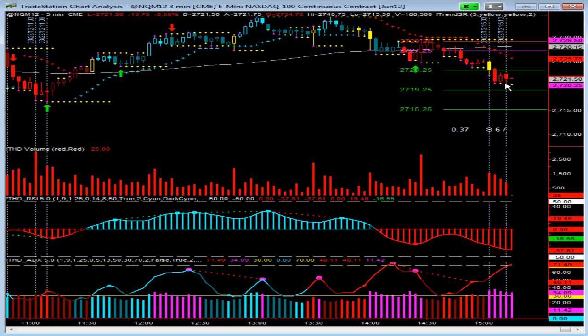Okay, we did get divergence, so I would be out of this position at 27.21.5, because in this instance I'm looking at protecting my profits. In other words, this divergence is actually a sign of weakness, whereas if you were building volume on the downside, that would be a sign of strength.